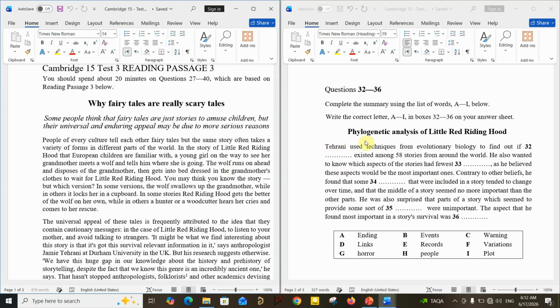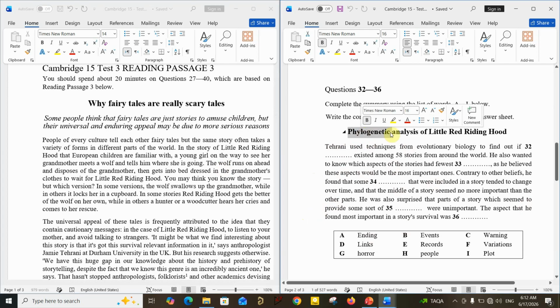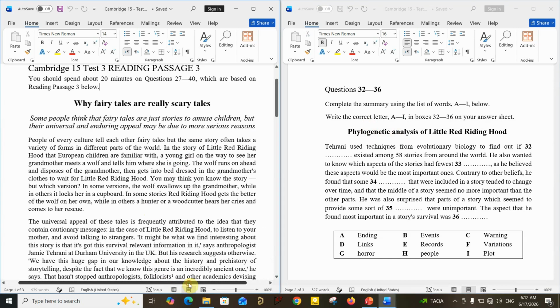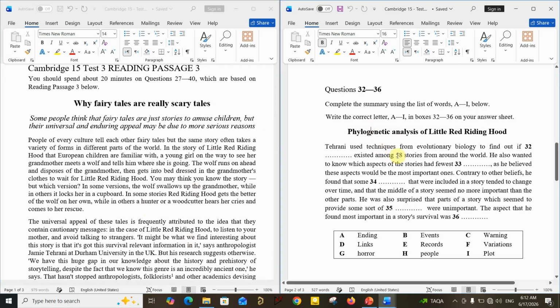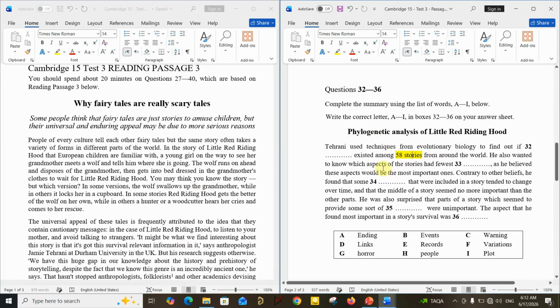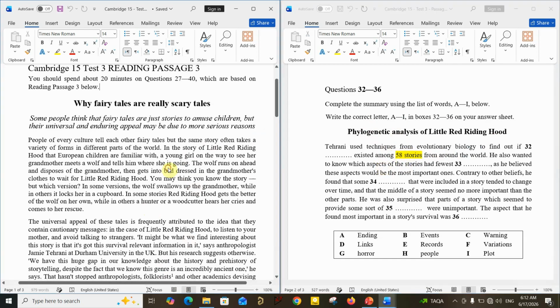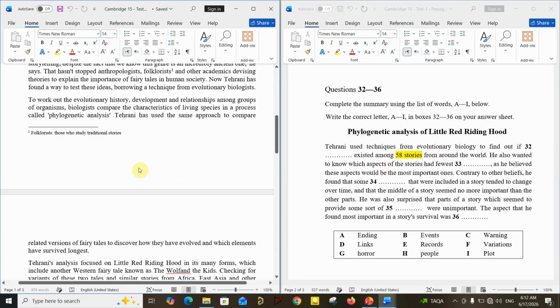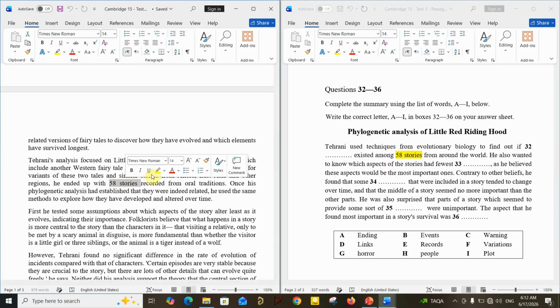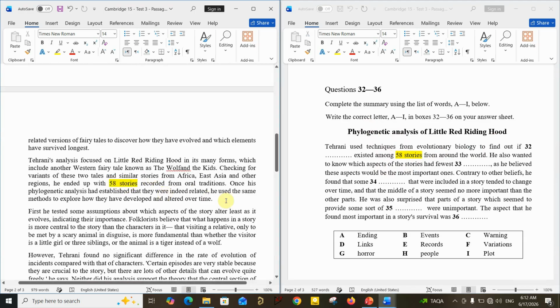Okay, now here it says that phylogenetic analysis, but actually you can find a specific vocabulary in the question to find where your answer is. 58 stories. This is a great keyword to start. It includes numbers. Numbers are so much easier to find, and you can find it in here. Pretty easy to find. Okay.